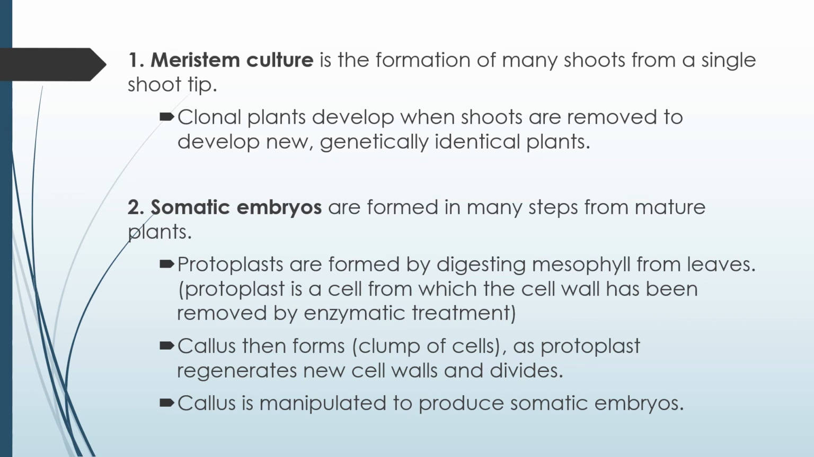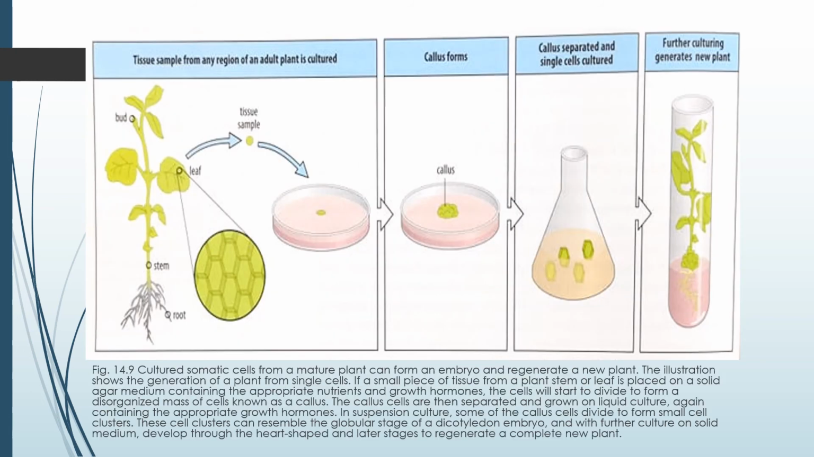Okay? So, how do we do these different cultures? For example, this is a setup for culturing somatic cells from a mature plant that can form an embryo and regenerate into a new plant. From here, you just get a tissue sample and then place it in a solid agar medium containing the appropriate nutrients and growth hormones. And then the cells will start to divide to form a disorganized mass of cells known as a callus.